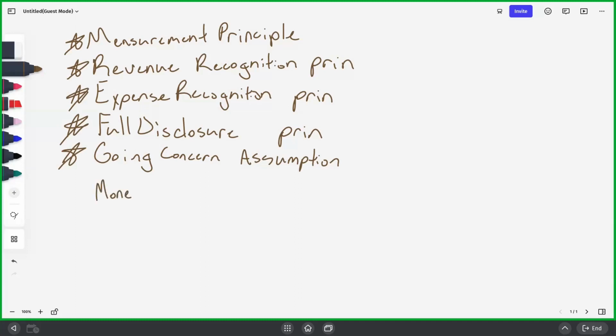And out of curiosity, does anybody feel fully confident knowing these principles and assumptions? Don't worry, I was in your shoes too.